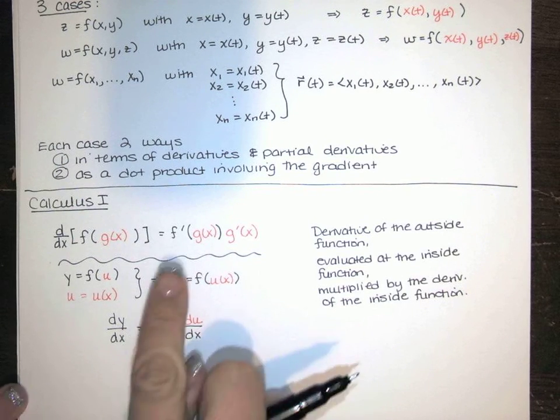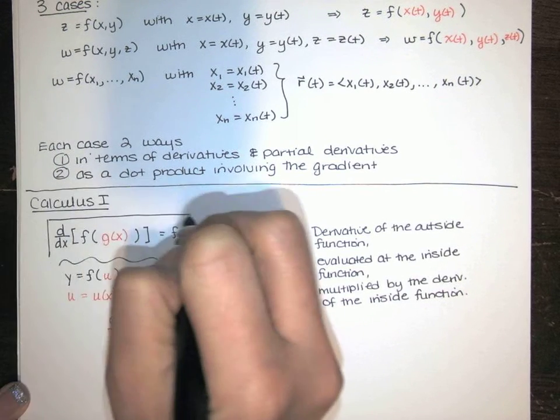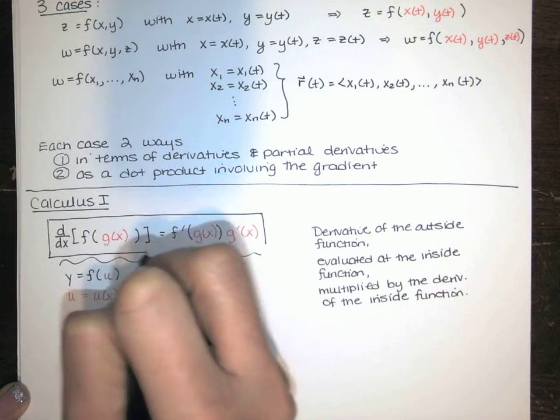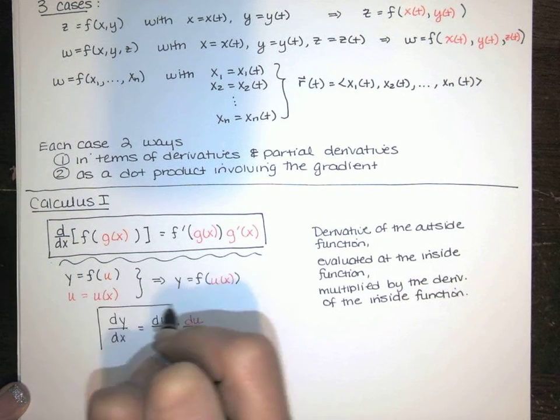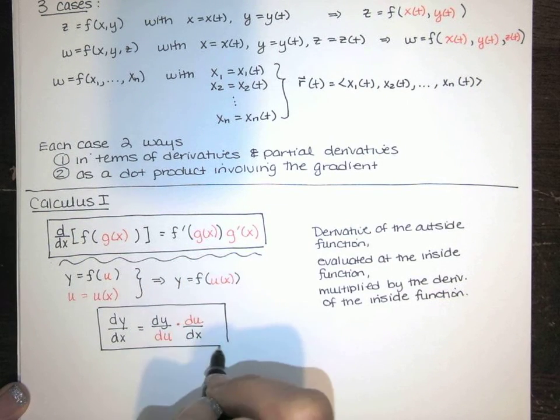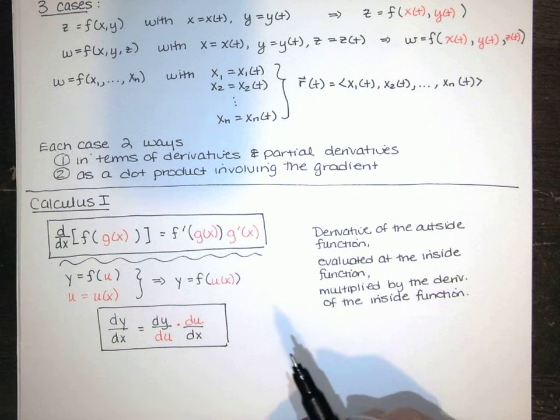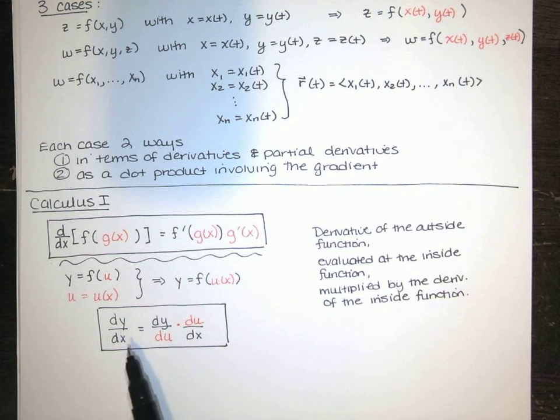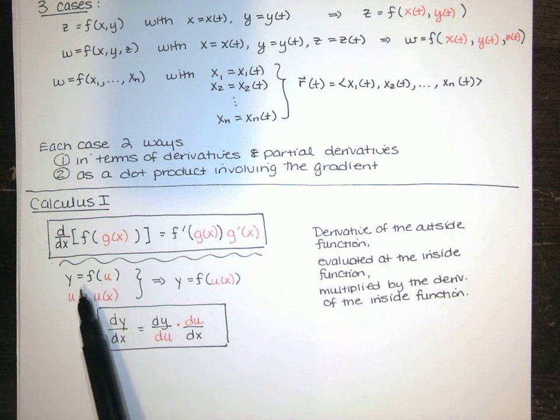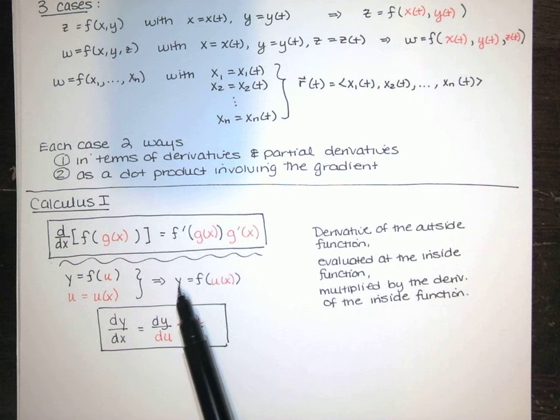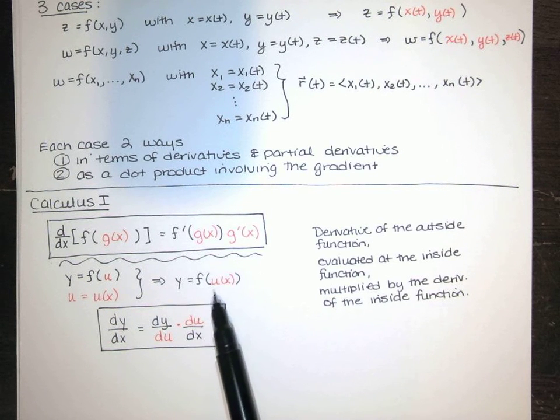Now this looks different from this, but it's exactly the same thing. This is the chain rule and this is the chain rule. It's just written in a slightly different form. Here, y is the outside function. We have y equals f of u, or we could have just said y equals y of u, and that would have been fine.